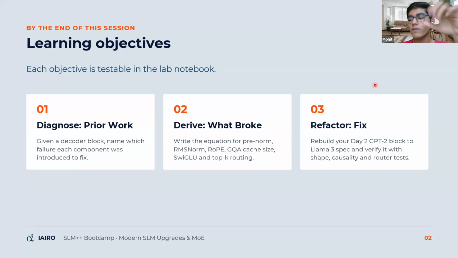Before we get into the session, I would like to give you a framework for how you should be looking at today's session. We would start from what prior work looks like, then what broke, as in what was inefficient, and then what fix researchers came up with to upgrade that inefficient thing. So: prior work, what broke, and fix. This would be the framework for the whole session, and each and every part would be discussed in a similar manner.